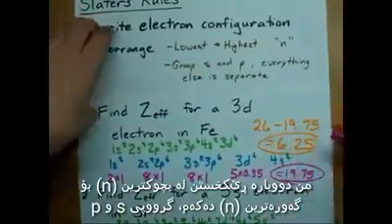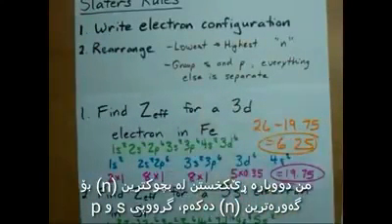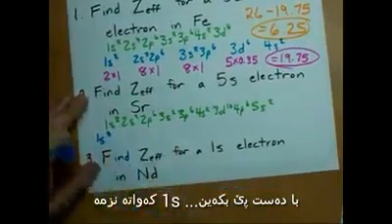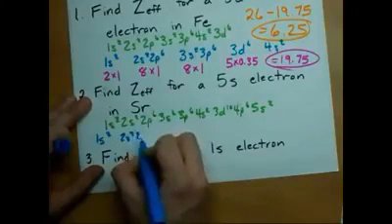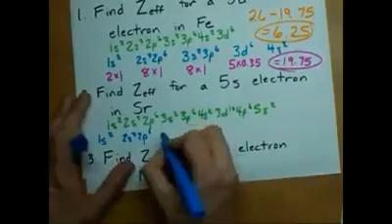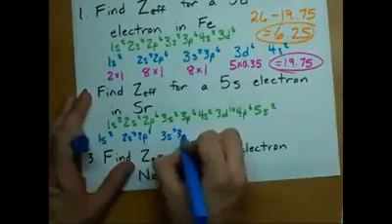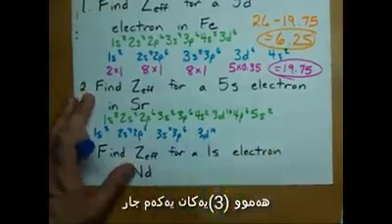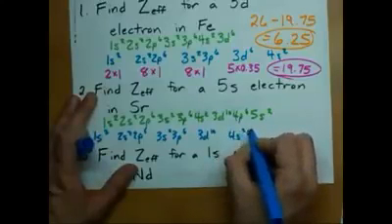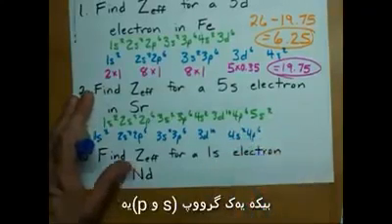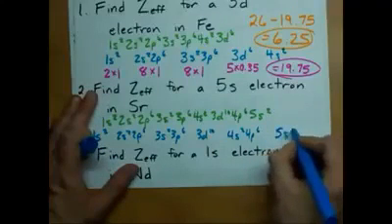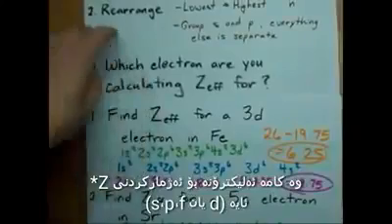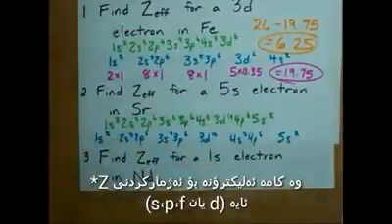Rearrange these from lowest to highest n. Group the s's and the p's. Here we go. 1s2 stays solo. 2s2, 2p6 gets grouped. 3s2, 3p6 gets grouped. 3d10, all the 3's first. 4s2, 4p6, s's and p's grouped. 5s2. Okay. And which electron are you calculating effective nuclear charge for?